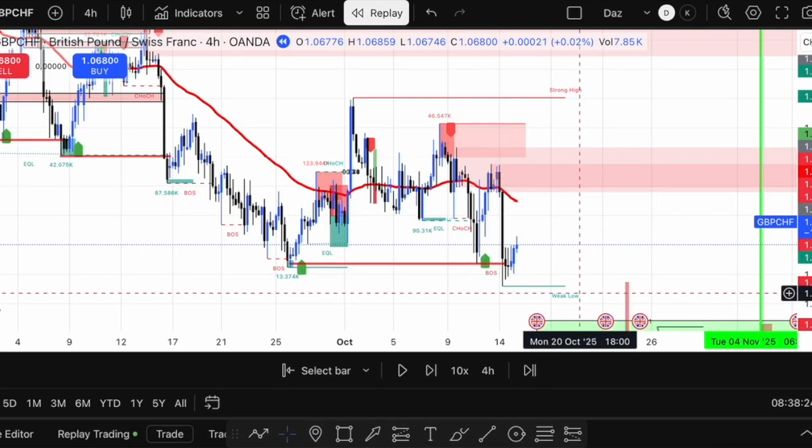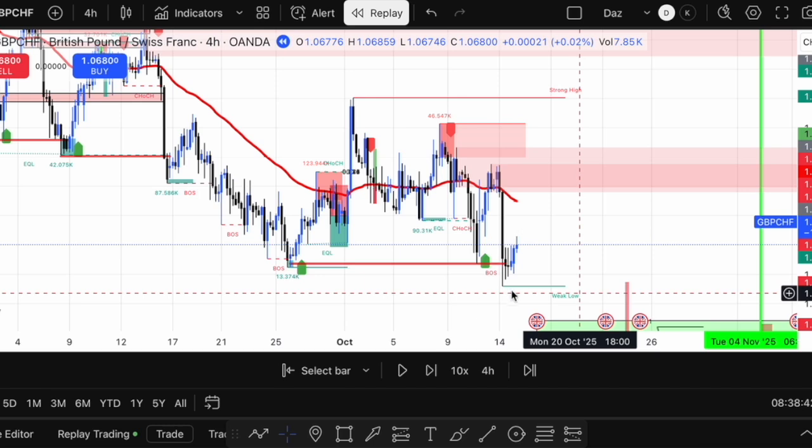Stage 2. Mark the points of interest, the POIs. Okay, so what I like to do, I like to mark the 4-hour POIs. Okay, supply and demand zones, support resistance, fair value gaps, etc. And then I do drop down to the 1 hour and do the same, aligning with the 4-hour structure. I look for pullbacks into POI areas.